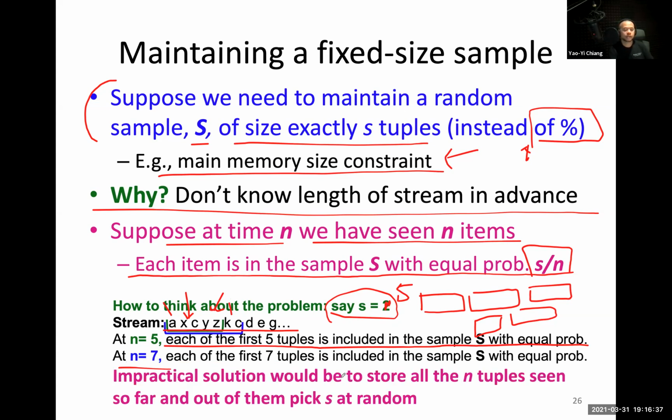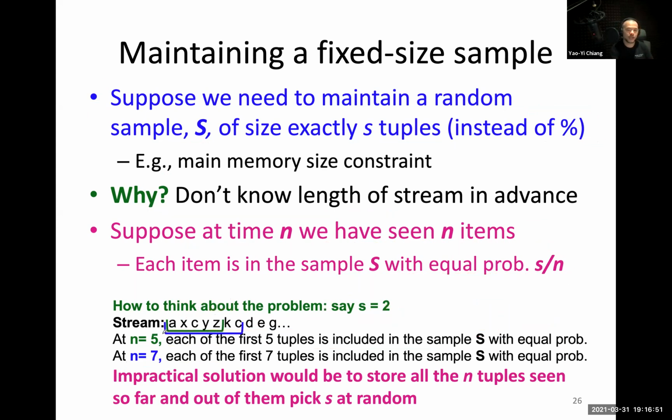An impractical solution would be to store all the n tuples, then you select samples, right? That gives you the equal probability. But this is impractical because in the first place, you don't have enough space to store all the data points. If you cannot store them, how do you select them? Are we good?